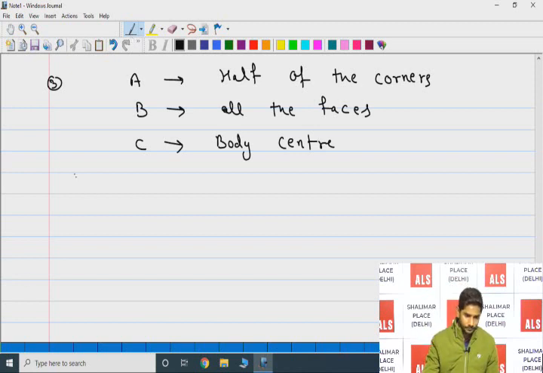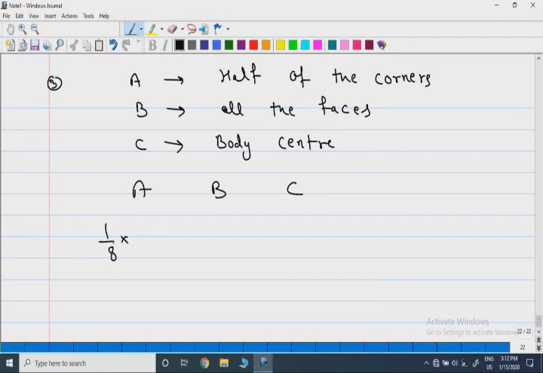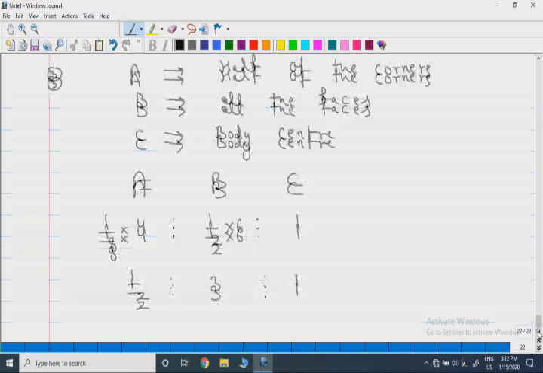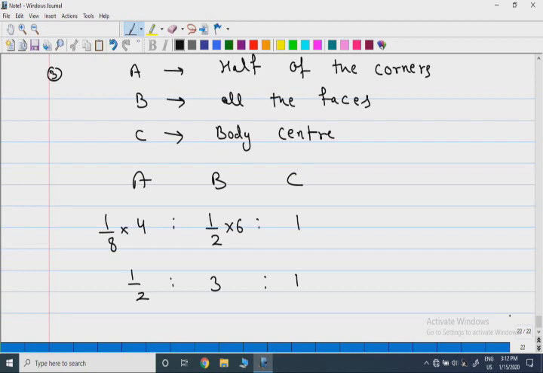Okay, let me tell you. A, B, C. First of all, corners, so just keep it 1 by 8. Saying half of the corners, so we have 8 corners, and half of 8 is nothing but 4. All the faces, so it should be 1 by 2 into 6. Body center is simply 1. So it should be 1 by 2, 3 and 1. Now, how to solve this fraction? Simply pick the number which is present in the denominator and multiply that number with the whole equation. So I'll multiply it with 2. This is 2 and this is also 2, so obviously the 2 and 2 will get cancelled out and it will become a whole number. So this is 1, this is 6 and this is 2. So the answer will be what? A, B6, C2.